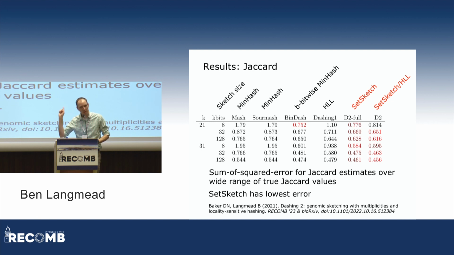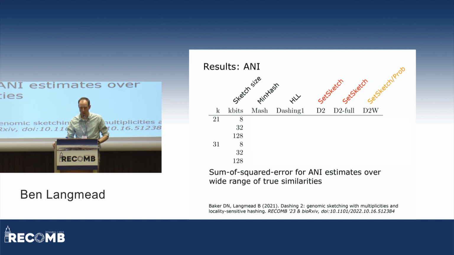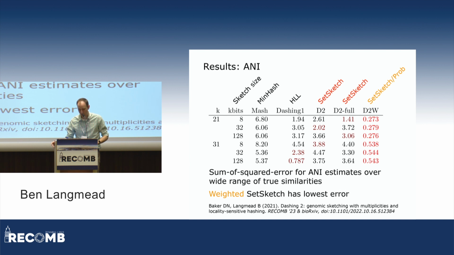I didn't explain exactly what the HLL variant of set sketch was, but it's a little bit like if you took the set sketch and took two steps back, again, toward the HyperLogLog. That's what it is. We also did experiments on ANI, which is average nucleotide identity, by taking our Jaccard estimates and putting them through the Mash distance formula, which gives you an ANI estimate, and compared different methods, sum of squared error, similarly to before. And here we find that actually the weighted version of the set sketch had substantially lower error in estimating ANI, which is quite interesting.